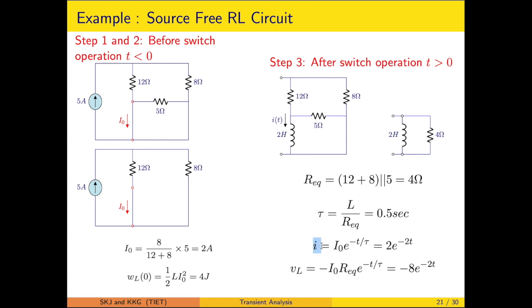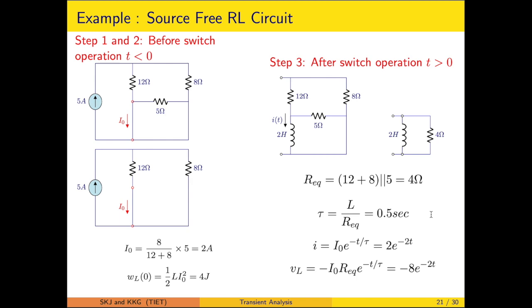So the free response current of the inductor is expressed by I0 e to the power minus t upon tau, which is 2 e to the power minus 2t. Correspondingly, we can calculate the voltage, which has been calculated as minus 8 e to the power minus 2t, and the other parameters of interest.